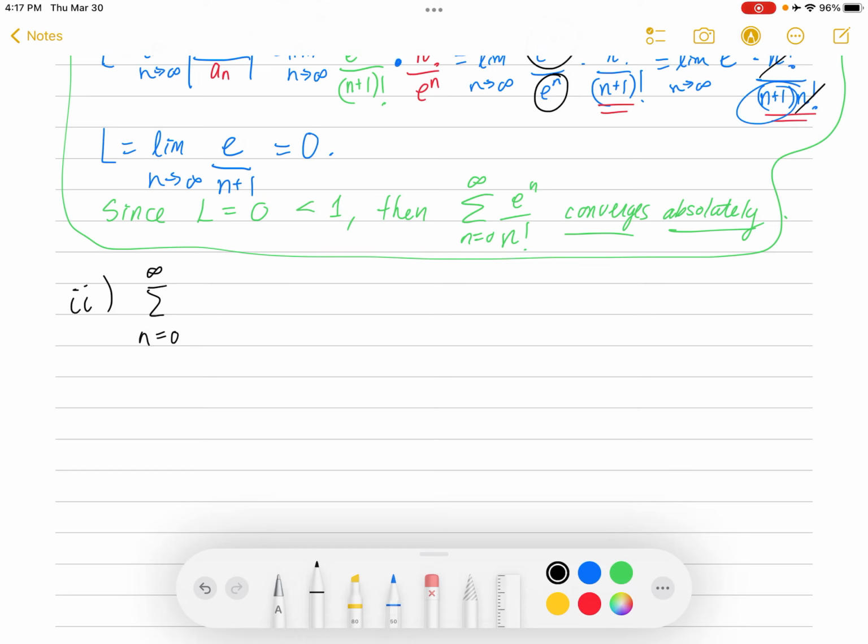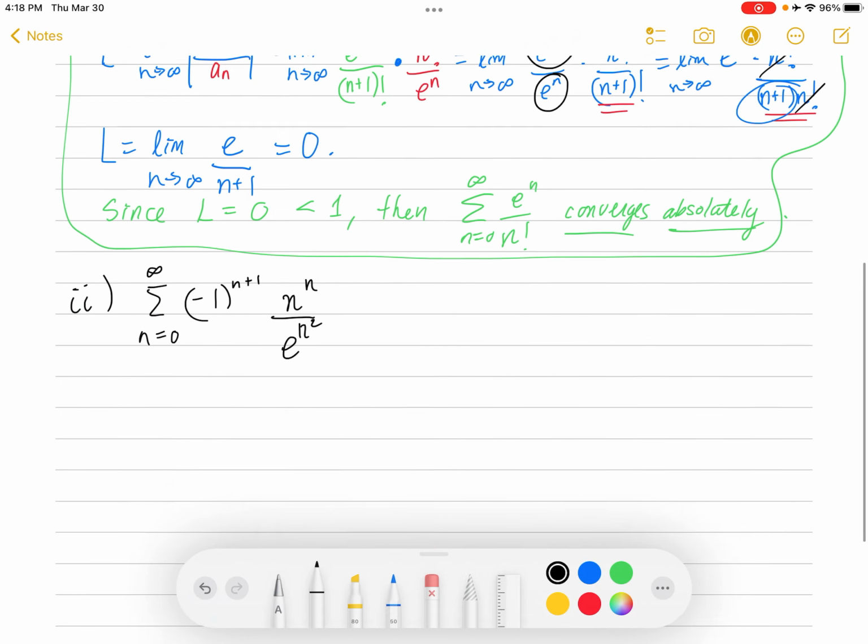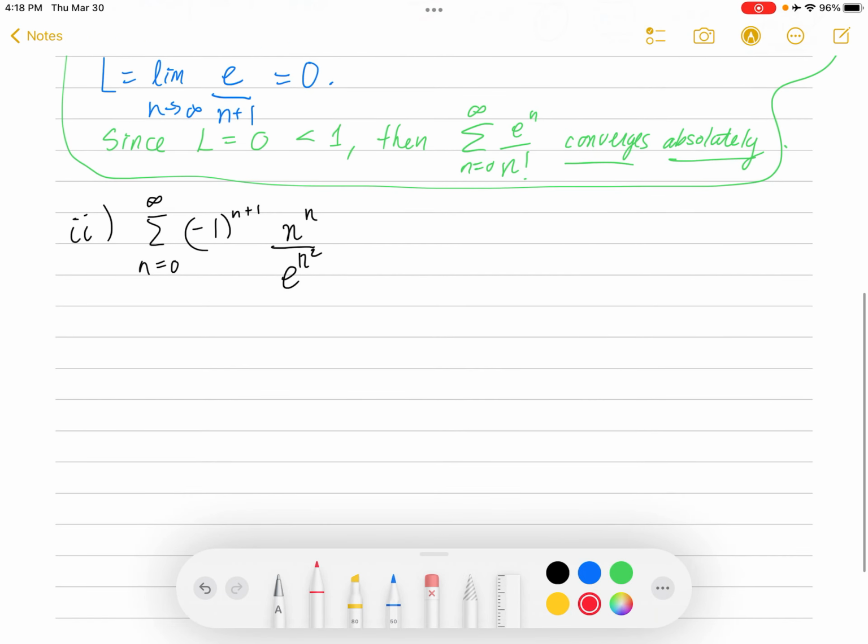Let's say we have the sum from 0 to infinity of negative 1 to the n plus 1, n to the n, over e to the n squared. So notice how I have these powers with n, right? n to the n, e to the n squared. So I'll probably use the root test.